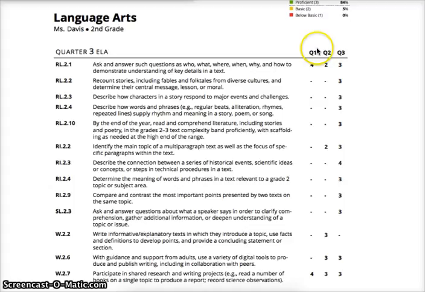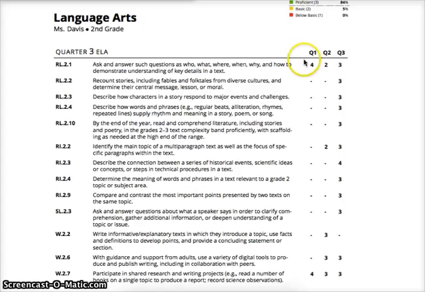Over here is where you'll notice the 4, 3, 2, or 1 grade for each standard. So for this instance, the standard was reading literature 2.1, which means asking and answering questions such as who, what, where, when, why, and understanding key details. So for the sample report, the student got a 4 during quarter 1, a 2 during quarter 2, and then a 3 during quarter 3.